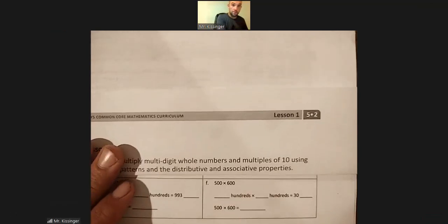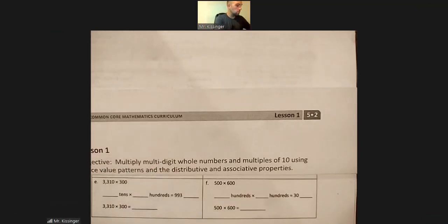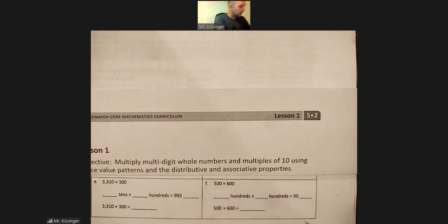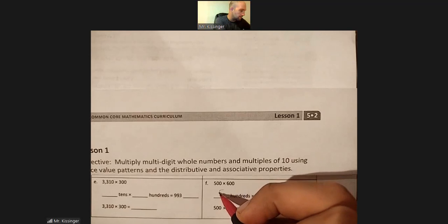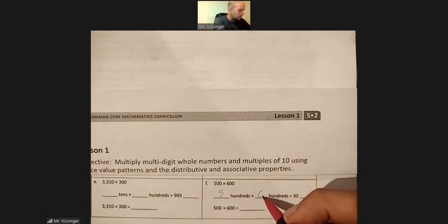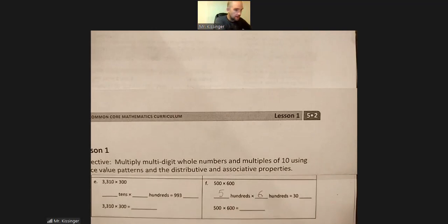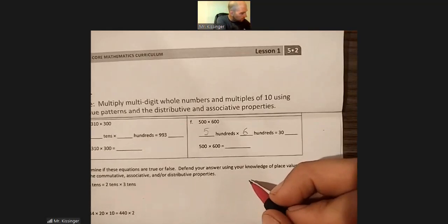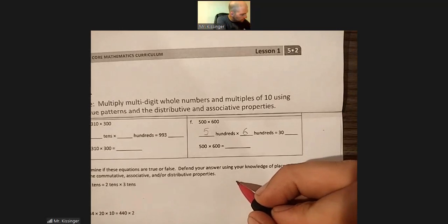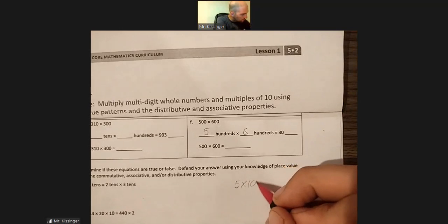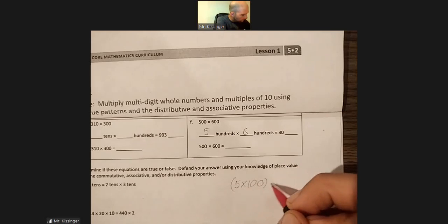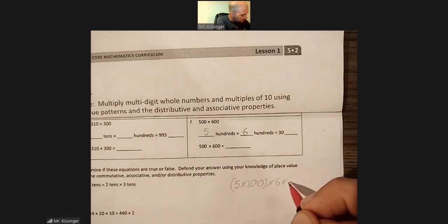Now let's try another problem using some larger numbers. We'll do this letter F here, 500 times 600. So we know that 500 times 600 is 5 hundreds times 6 hundreds. So we'll use this space right down here to show our work. We could do 5 times 100 times 6 times 100.